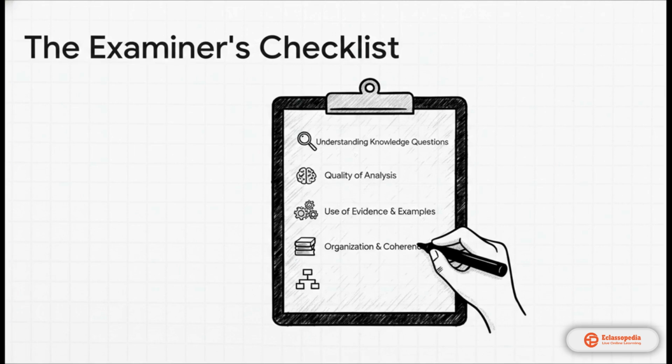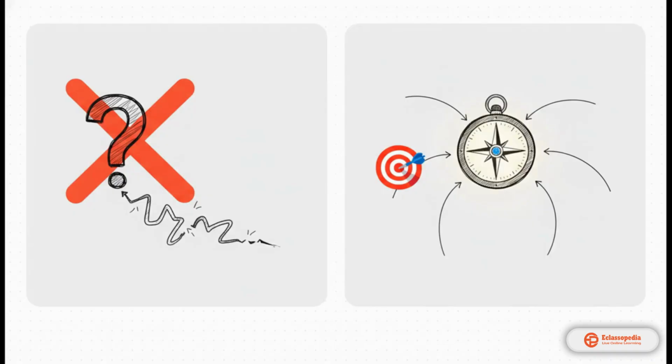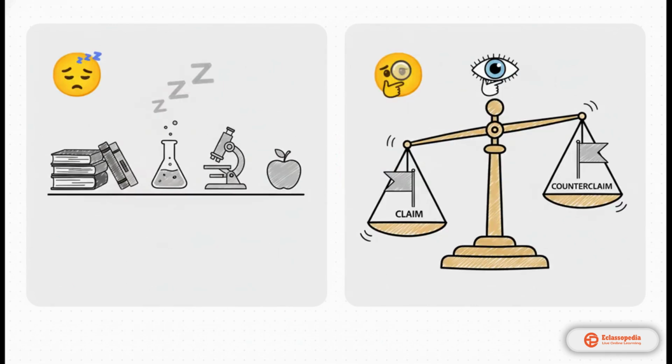Simple as that. First up, the KQ. Look, it's not enough to just state your question in the intro and then forget about it. A high-scoring essay uses that knowledge question like a compass, constantly linking back to it, exploring the title from all these different angles.